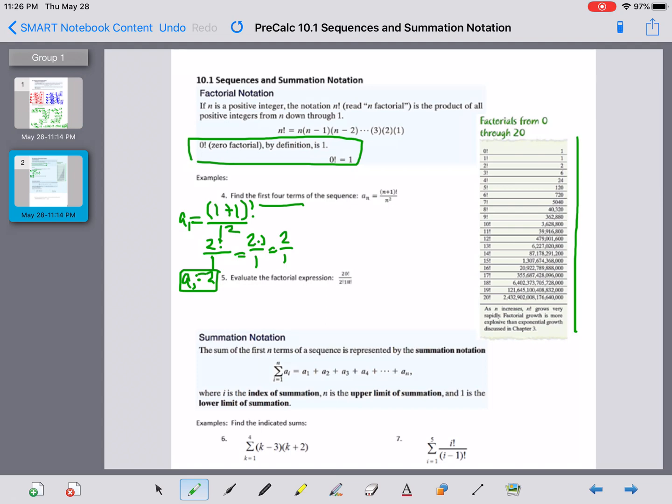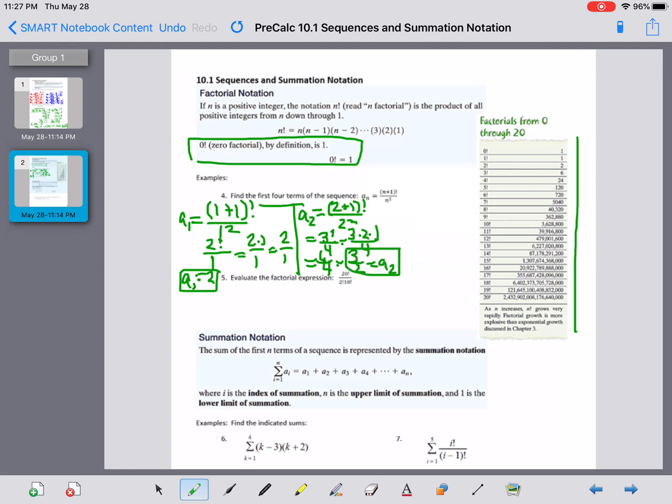All right, so let's try our a sub 2. Our a sub 2 is going to be 2 plus 1 factorial over 2 squared. 2 plus 1 is 3 factorial over 4. So 3 factorial is 3 times 2 times 1 over 4. You can use the chart, and it wouldn't be bad as you're starting out to just work through them so you can see visually what's happening. 3 times 2 is 6, times 1 is 6, divided by 4. I get 6/4, or 3/2 when I reduce that to lowest terms. And that's my a sub 2.